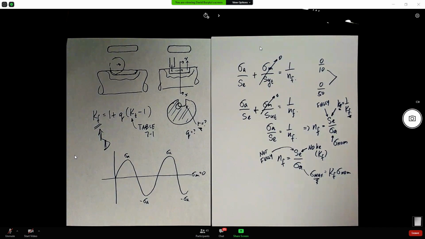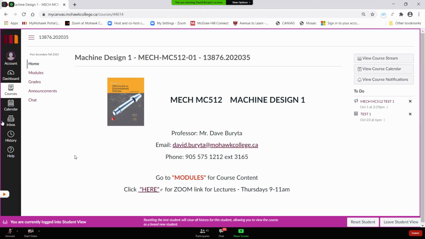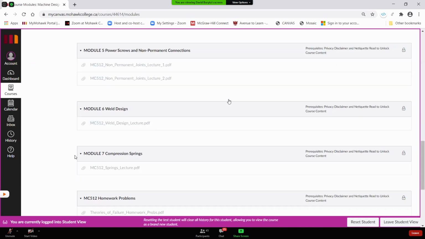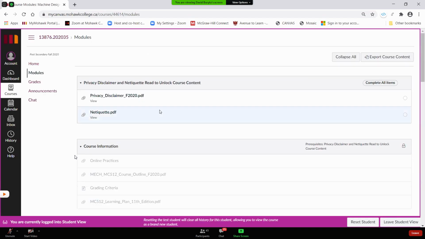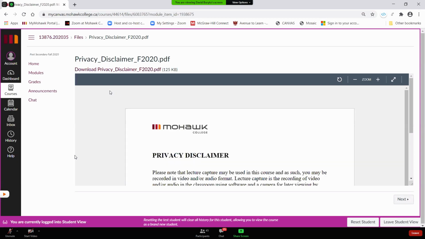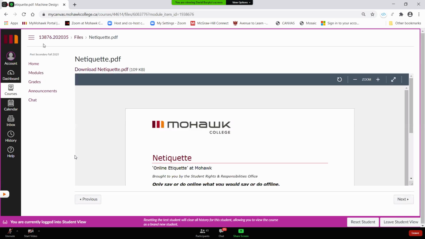Okay, so if you go into Canvas and you go to modules, my stuff isn't open because I didn't open these. Okay, so yeah, I did that. Yeah, and I read that.